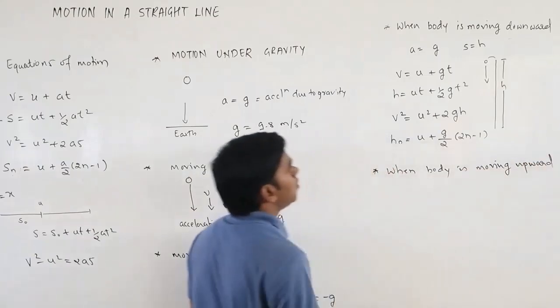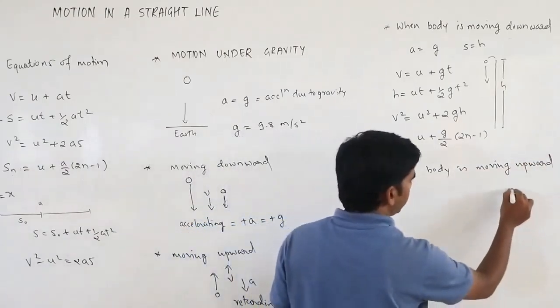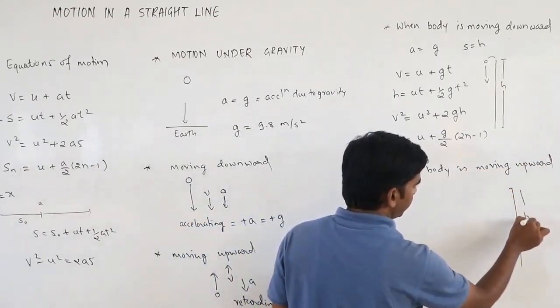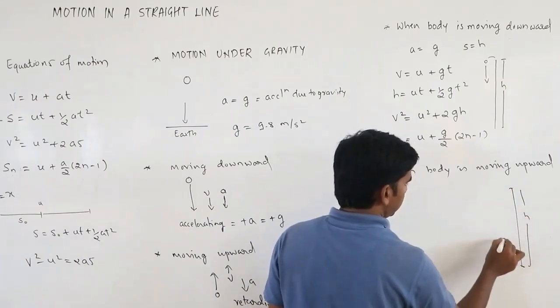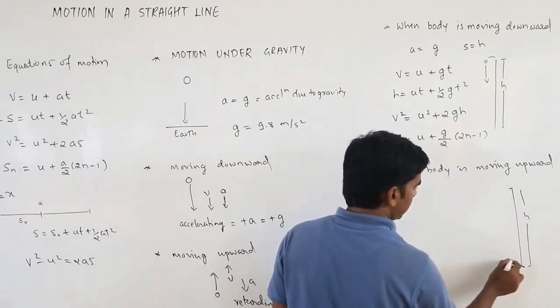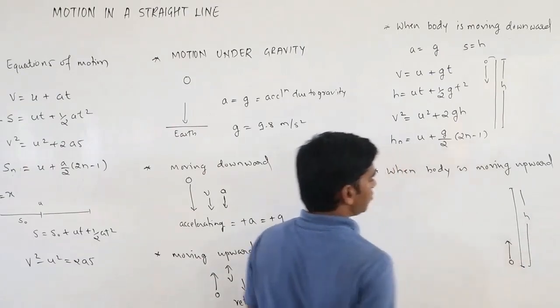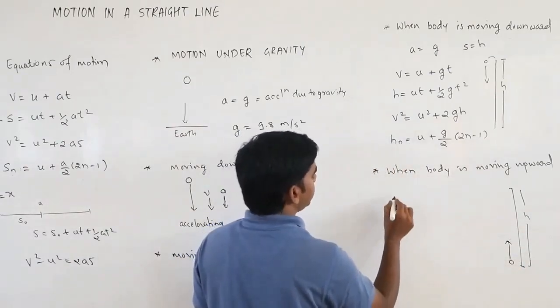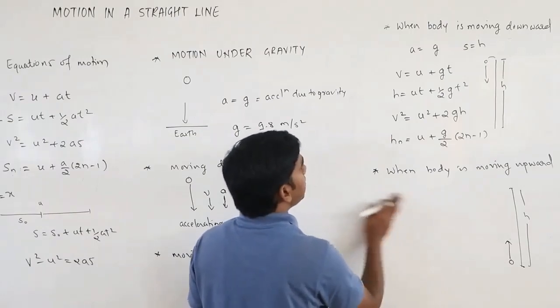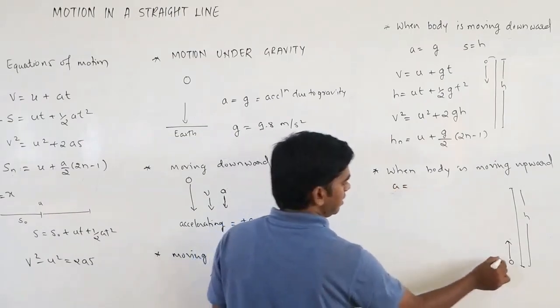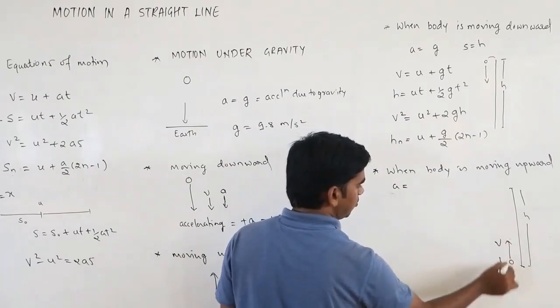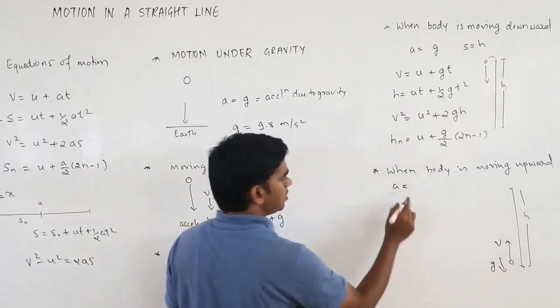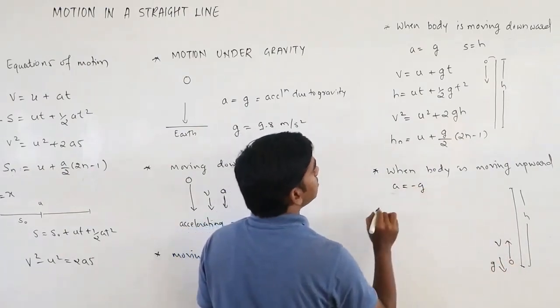Okay. So what you can write when the body is moving upward, if this is the height. Here is the body, and it is moving upward. So what can you write? In place of a, g is downward. This is the direction of v and this is the direction of g, opposite. So a you can take as minus g.